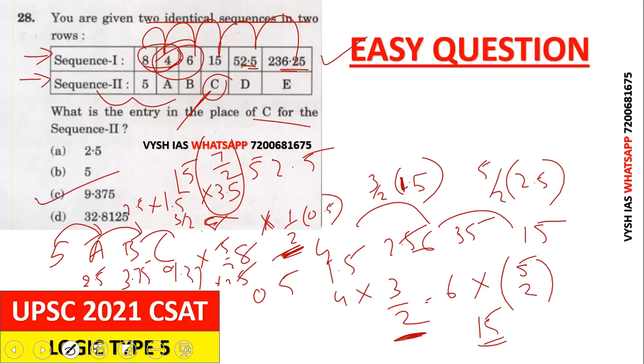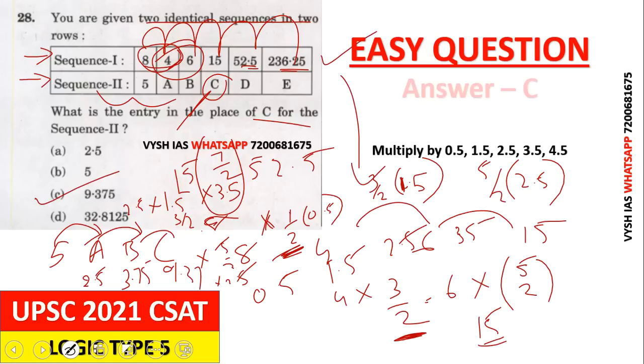So first thing is, from the above sequence, you first understood the pattern. The pattern is what? They are multiplying by 0.5, 1.5, 2.5, 3.5, 4.5. That same pattern you apply to the one below and you will get the answer.